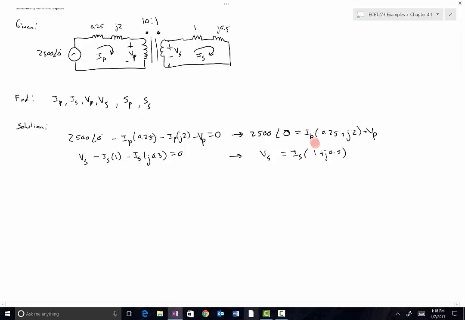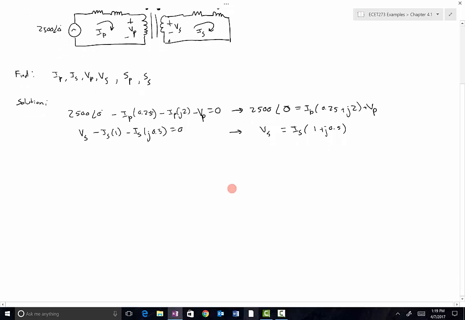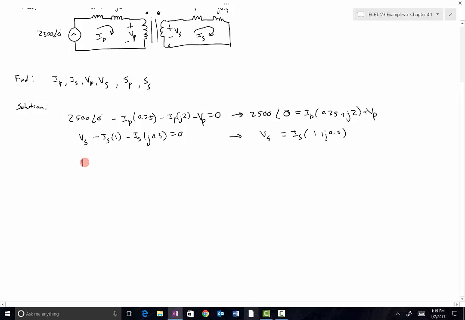So the problem is that's two equations and 4 unknowns. I don't know IP, I don't know VP, I don't know VS, and I don't know IS. So now I need to involve this transformer and the turns ratio to relate the quantities on the primary and the secondary side. Those two relationships are that the ratio of turns on the primary to the ratio of turns on the secondary is equal to the voltage on the primary divided by the voltage on the secondary.